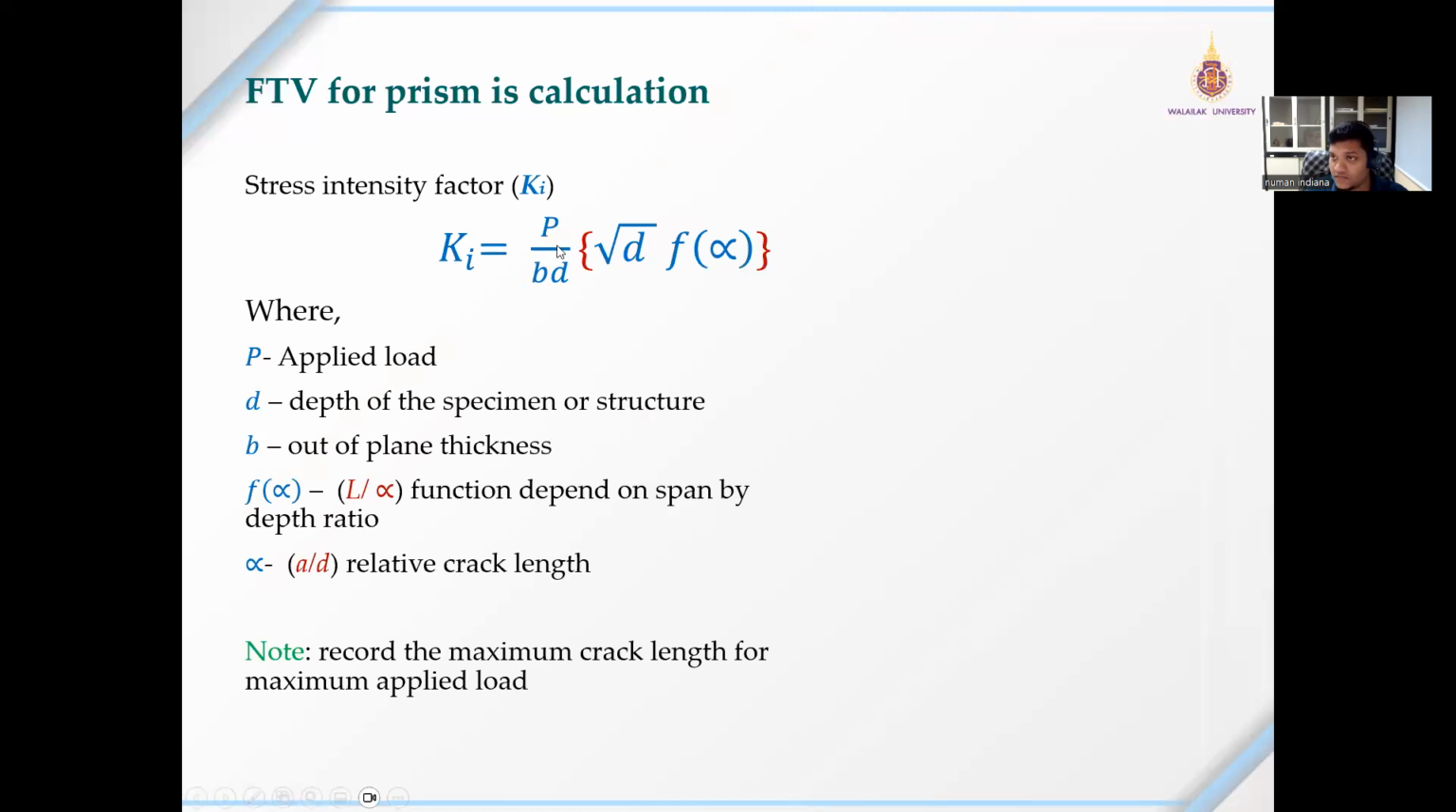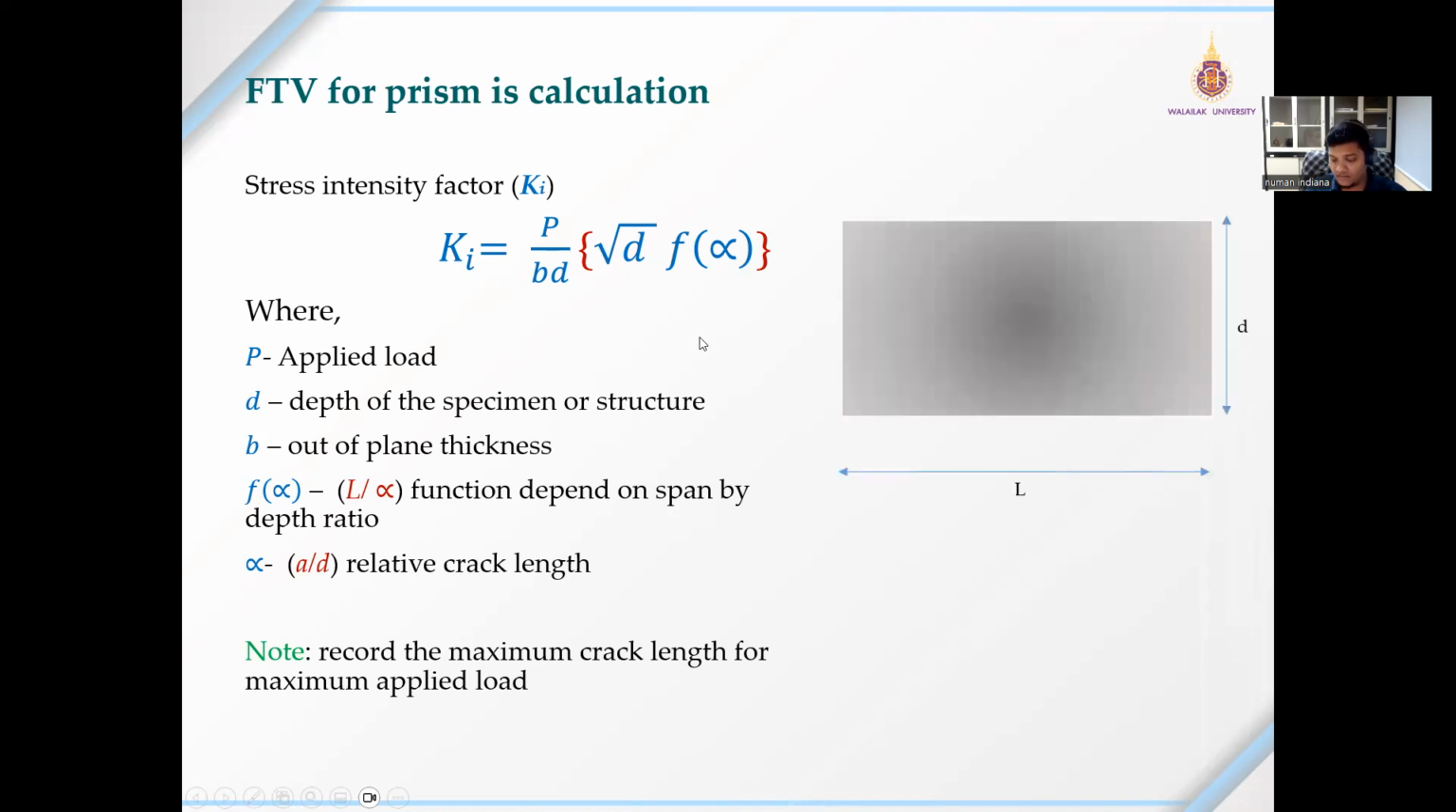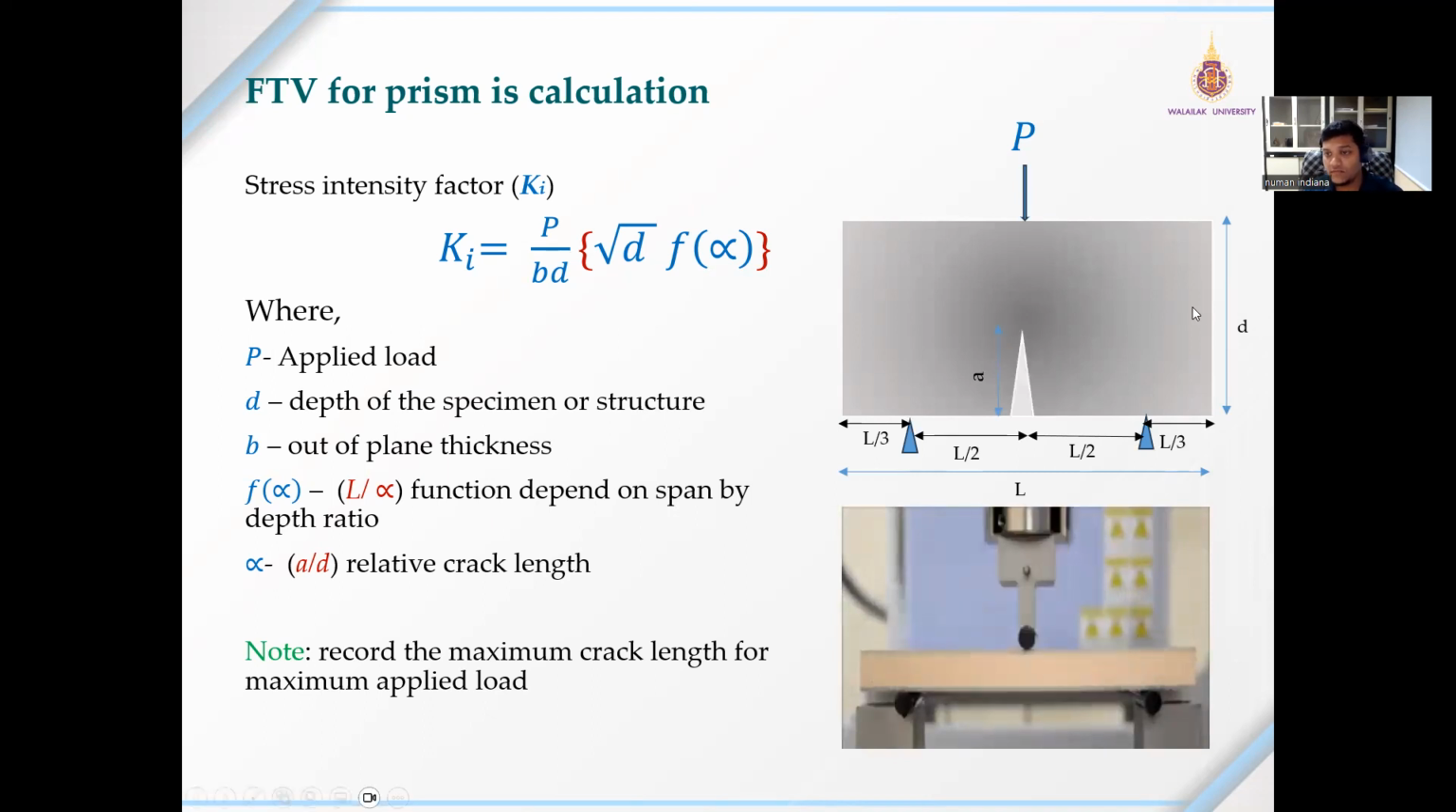P is the application of the load. B is the breadth and D is the depth, and root of D, and F alpha is the function of the span to depth ratio. So here we will use this formula to calculate the stress intensity factor, which I will show later.